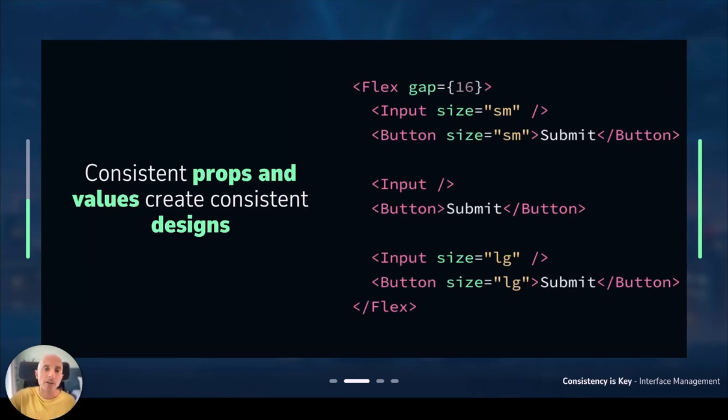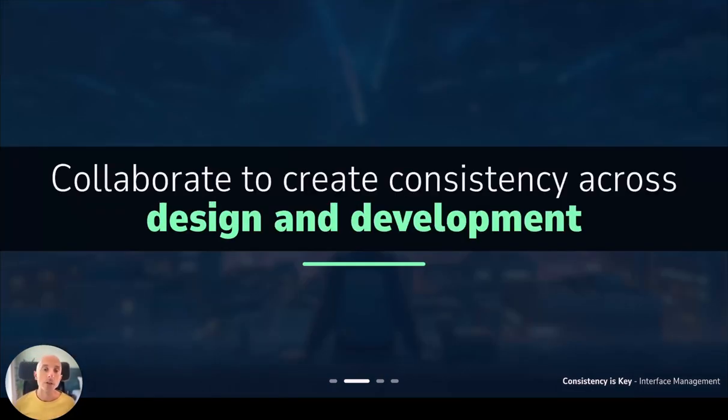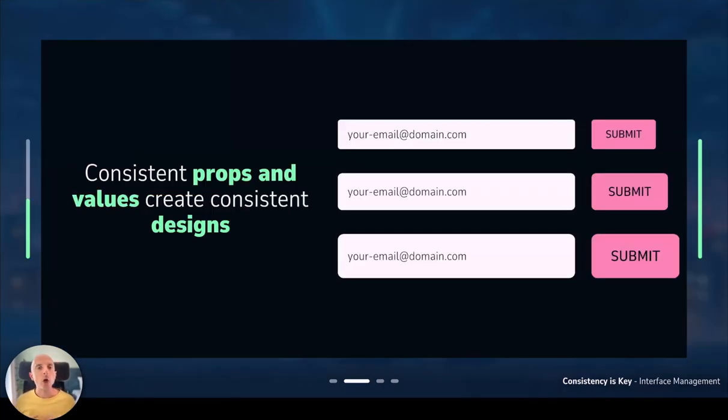But this can't just be done on the dev side. You have to collaborate across teams to make sure that there's consistency in both the code and the design. When we collaborate across teams this way, we're able to create not only consistency within the code side, but that code side consistency maps to consistency within the design side as well. So now, when we render out our small input next to a small button, our large input next to a large button, we get a UI that is consistent and does flow and pairs well together. But you have to collaborate to keep this consistency and work on this with both design and development.